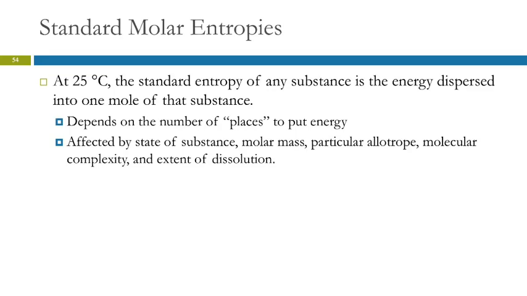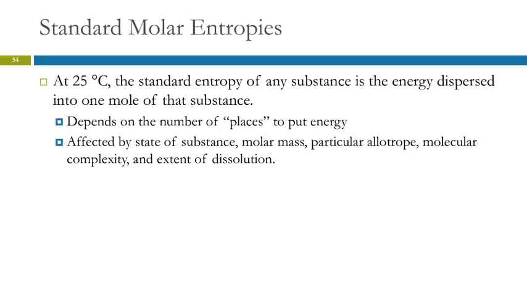At 25 degrees Celsius, the standard entropy of any substance is the energy dispersed into 1 mole of that substance. So that depends on the number of places to put the energy. That's going to be affected by the state of the substance, its molar mass, which allotrope it is, the molecular complexity, and the extent of dissolution. Do you remember what an allotrope is?